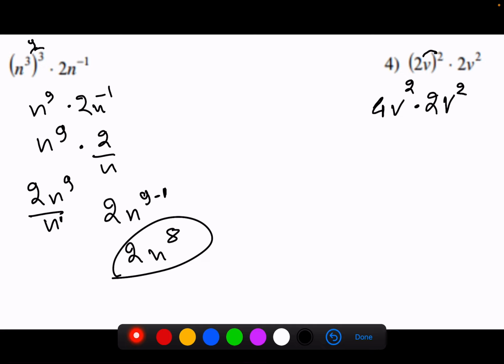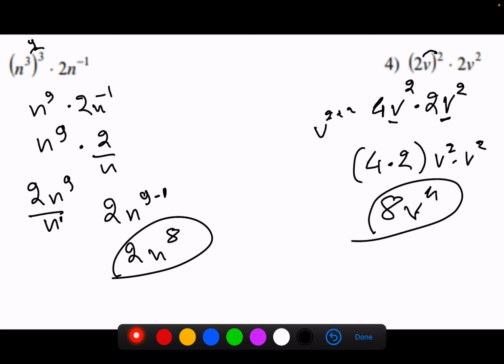So I can rewrite this. I can factor out a v squared here. So I have 4 times 2 times v squared, right? So this is 8. And then v squared times v squared is the same thing as v to the power of 2 plus 2, which is v to the 4th. And this right here is my answer.